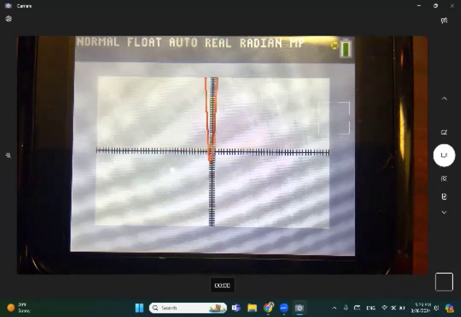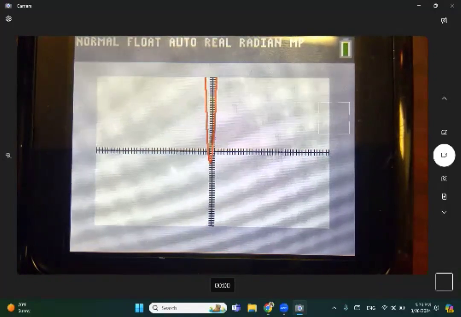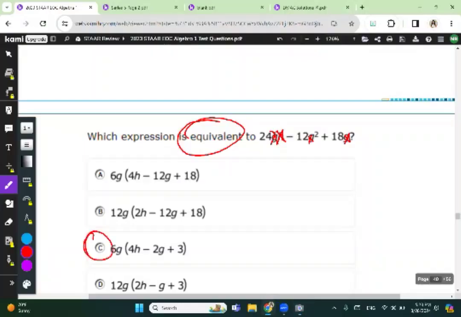And there it is. Notice how the red came right after the blue. So that means that my answer is C. But just so you can see this done the long way or by hand, this is just your distributive property, okay? Where you take the number in front of the parentheses and multiply.